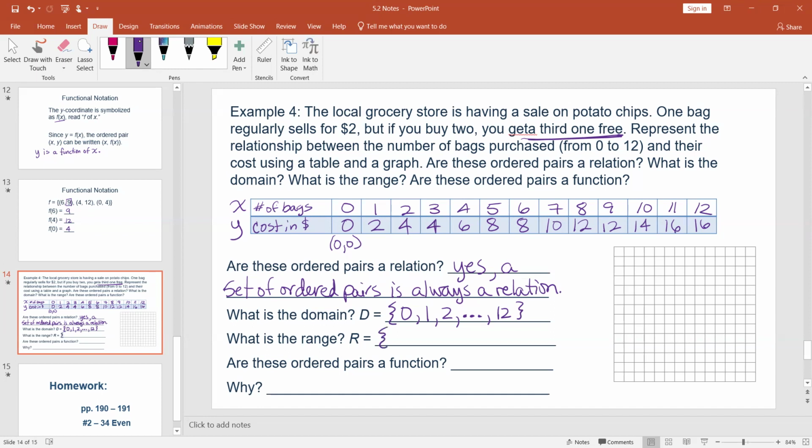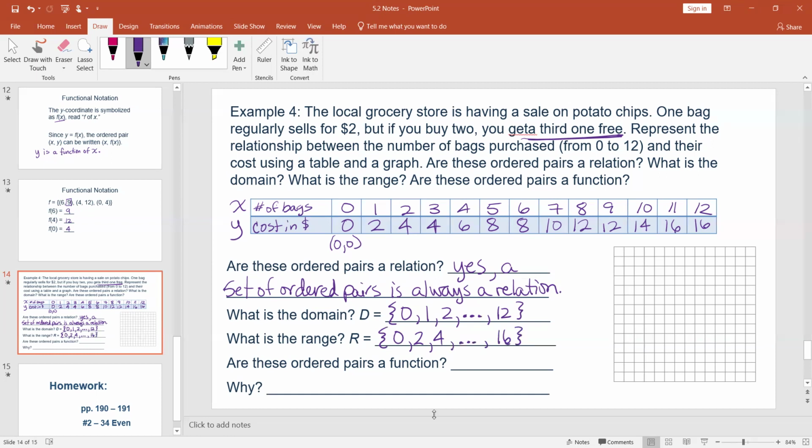Same thing with the range. With the range, we wouldn't write 4 twice or 8 twice, etc. So again, we're going to start with 0, but these are all 2 apart, so they're all even numbers. 0, 2, 4 shows our pattern, comma, ellipsis, and then we go up to 16.